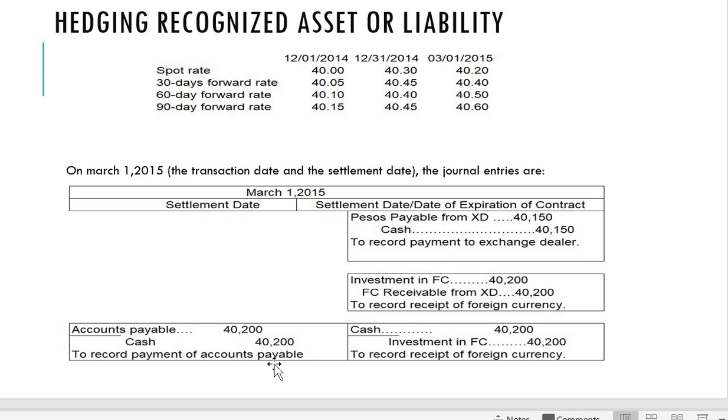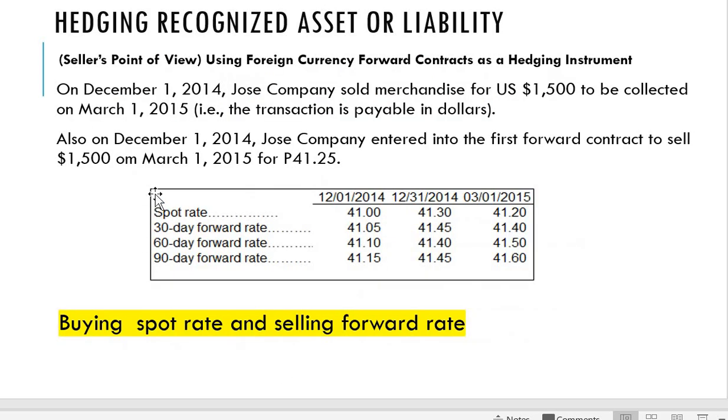Okay, so that's the exposed liability. What if now we are accounting from the seller's point of view and we have an exposed asset, using a forward contract as a hedging instrument? So on December 1, 2014, Jose Company sold merchandise for $1,500 to be collected on March 1, 2015. The transaction is payable in dollars. Also on December 1, 2014, the company entered into a forward contract to sell $1,500 on March 1, 2015 for 41.25.